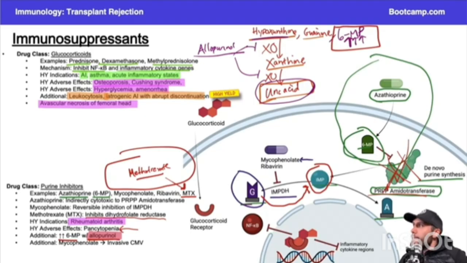Finally, the last thing on here, just remember mycophenolate being associated with invasive CMV infections. So this is, again, an opportunistic infection that would kind of push you in the direction of mycophenolate. So just keep that in mind.